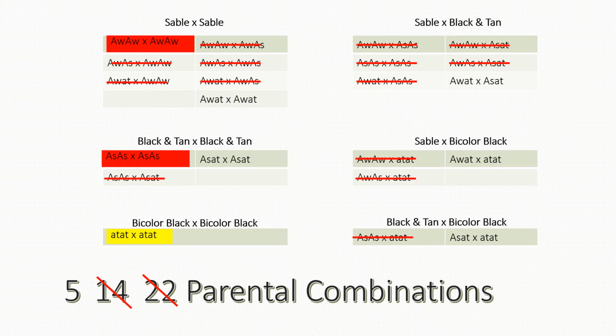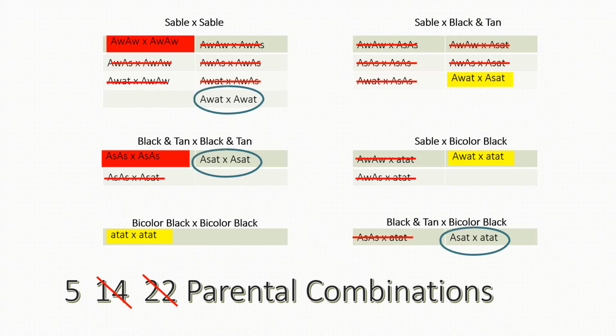So here was where we left off. We had our 5 parental combinations. We tried this one up here in the corner. That's the one that we talked about first. And then we confirmed our hint by trying this one right below us, that sable bicolored black. That's a Punnett square we just did. And we are left with these 3 potential parental combinations left.